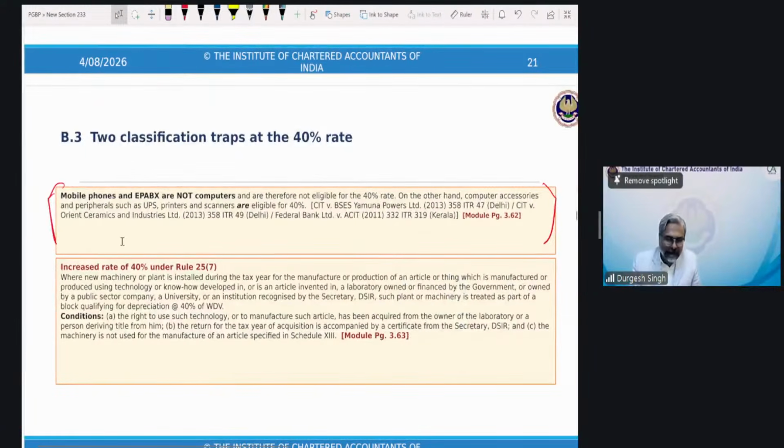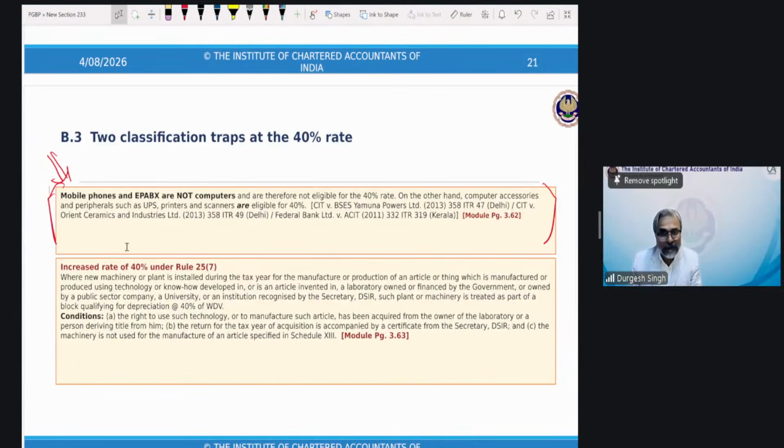Now, students, this is the trap. These are things which you very frequently get in question number 1 in the adjustments, and then students probably goof up whether it is at this percent or that percent. This is where the error is encountered in the examination. The classic example is mobile phone and EPBX system. It is just a telephone, students. A telephone cannot be considered a computer, and hence you cannot be eligible for the higher rate of 40%.